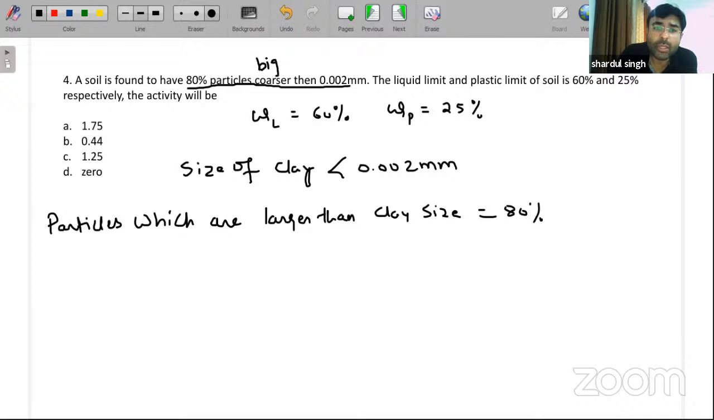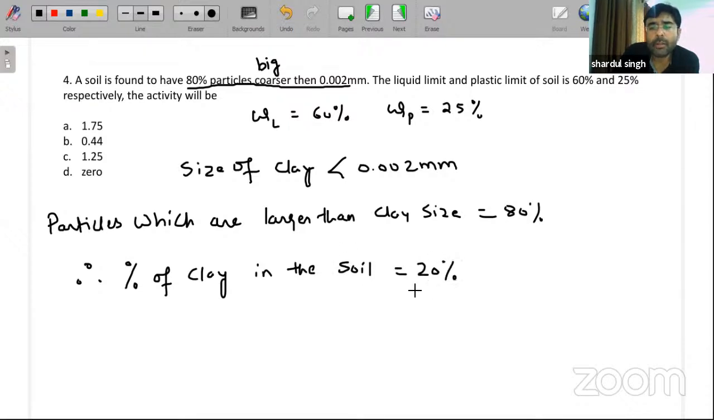What is the meaning of coarser? That is, 80% of the particles have a size greater than 0.002 mm. Therefore, I can say that the percentage of clay in the soil will be 20%. Because 80% particles are bigger than 0.002 mm, the remaining 20% particles will surely be clay. So the percentage of clay in the given soil is 20%.